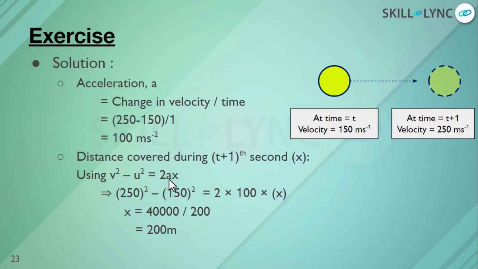The RHS is equal to 2ax. a is acceleration, x is the distance. Thus, we have already found out a is 100 meter per second square. That is our answer to the first part of the question. And x, we need to find out. Therefore, 2 into 100 meter per second square into x. Thereby, by solving the equation, we get that x would be equal to 200 meters.